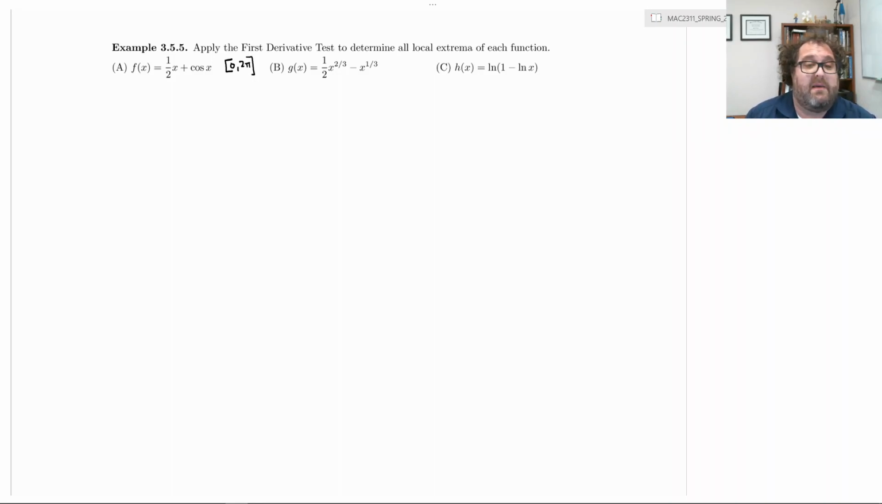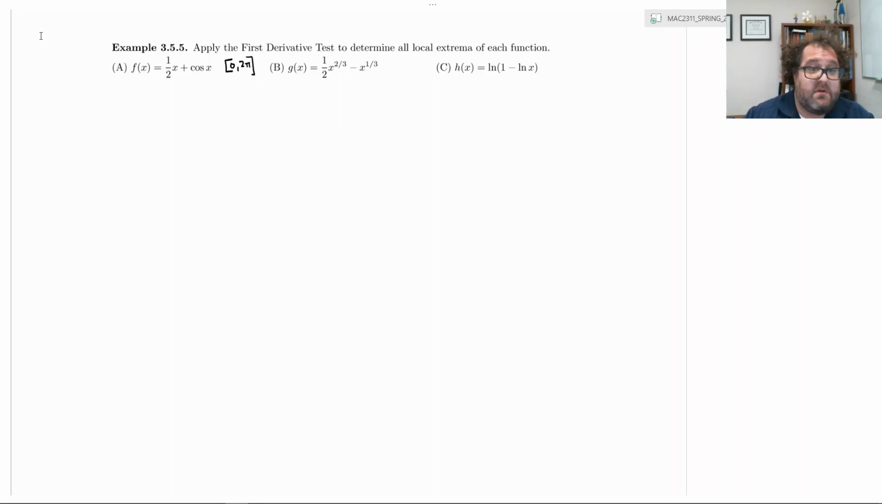Here's our first trig example. Now notice we do have a restricted domain for our trig example. Why? Because when you're dealing with periodic functions like sine and cosine, a lot of times you get an infinite number of local extrema if you consider the entire domain of the function. So here I want to only specify local extrema in 0 to 2 pi, the closed interval. So that'll give us a finite number of solutions instead of an infinite number of solutions.